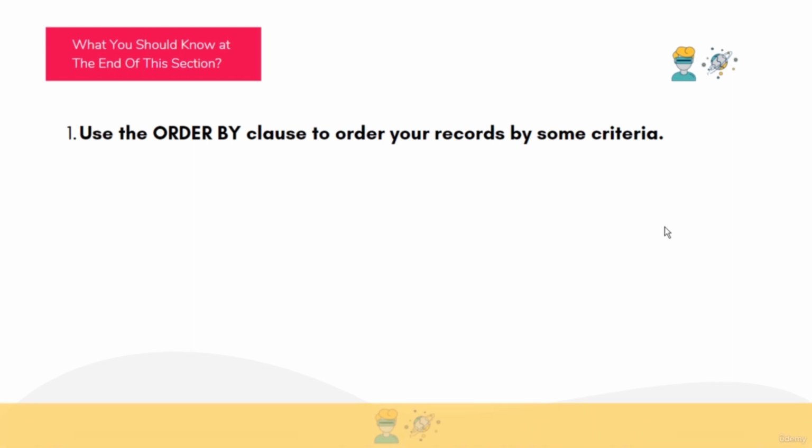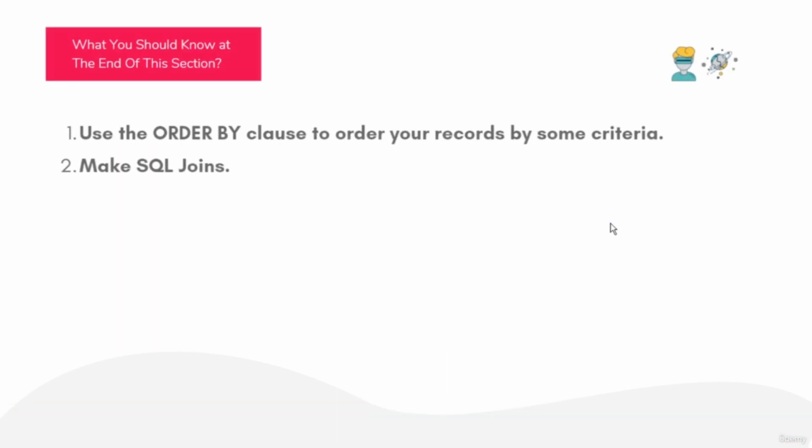Well, what you're going to learn and what you should know at the end of this section is to use the order by clause to order your records by some criteria. We just don't want to retrieve our data without being ordered in some criteria sometimes. So you're going to learn how to do that. You're going to learn how to make SQL joins of your tables or make relations between them.